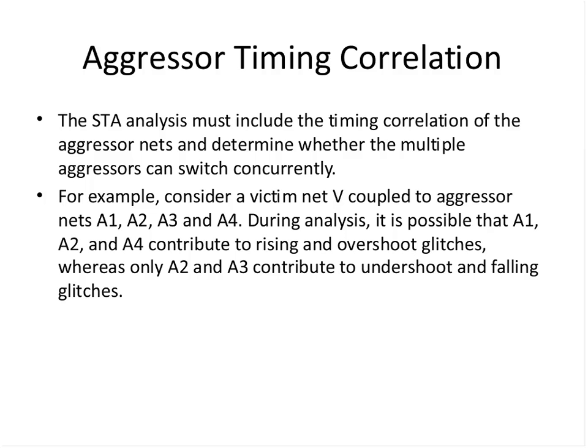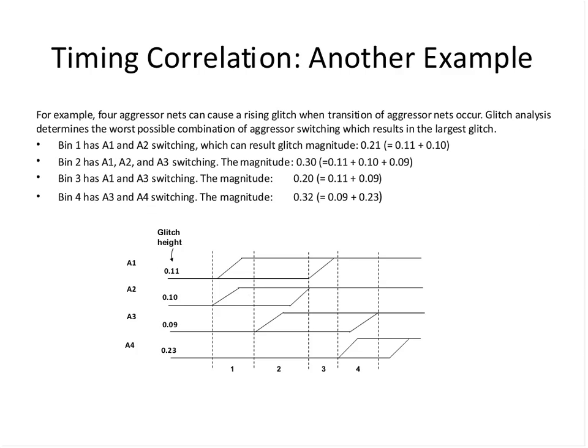Let's see this example. Now let's say there are 4 aggressors with different glitch heights. The glitch heights being 0.11, 0.1, 0.09, 0.2. These are in terms of voltages. And being a timing tool, PrimeTime has the timing window information for A1, A2, A3 input.